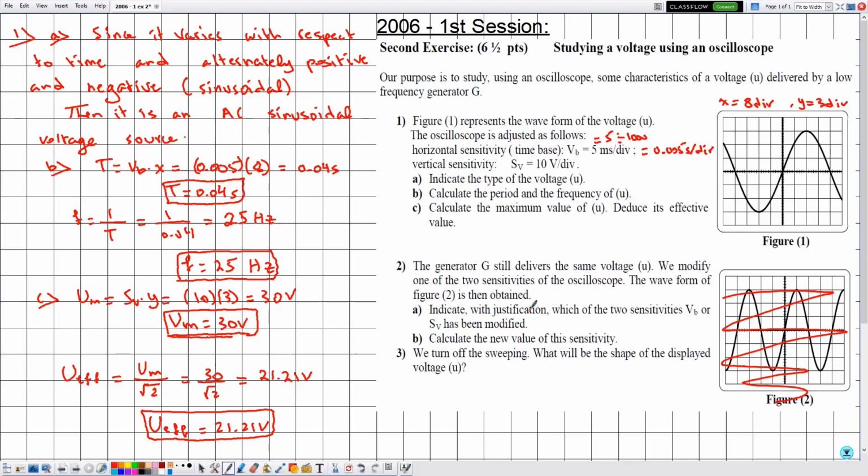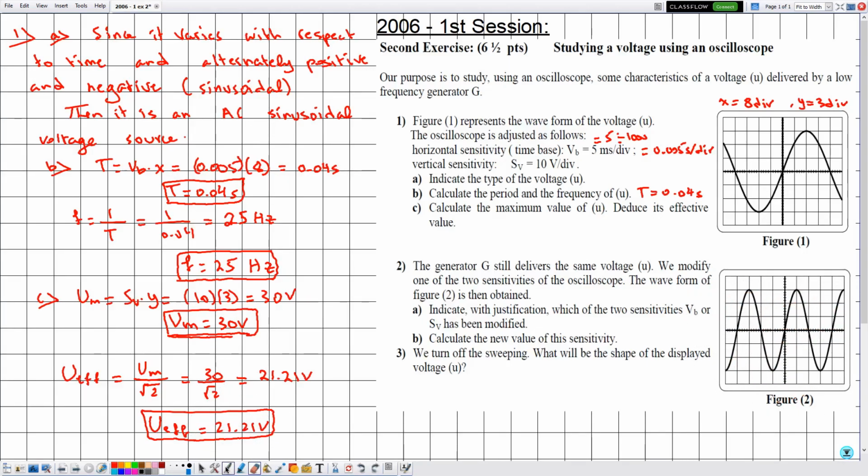Now in number 2, the generator G still delivers the same voltage U. We modify one of the two sensitivities of the oscilloscope. Here, before I continue, let me write here that the period is given by 0.04 second. Probably I will use it in this part. So the waveform of figure 2 is then obtained. They mentioned figure 2, so now we are allowed to use it.